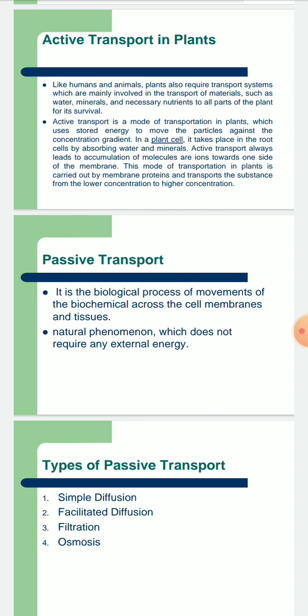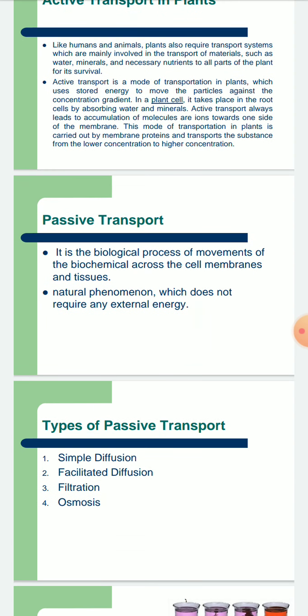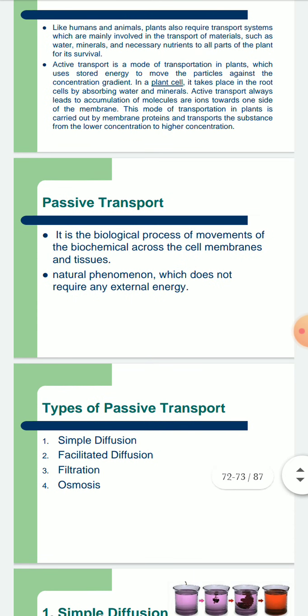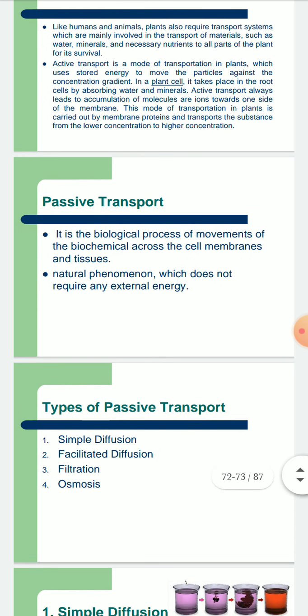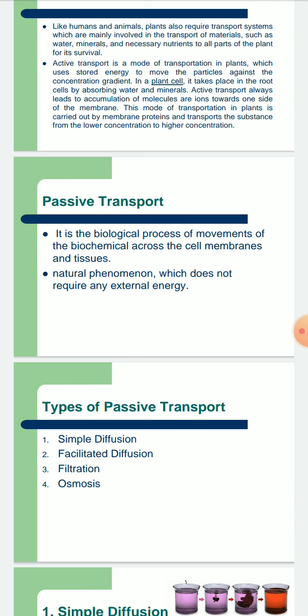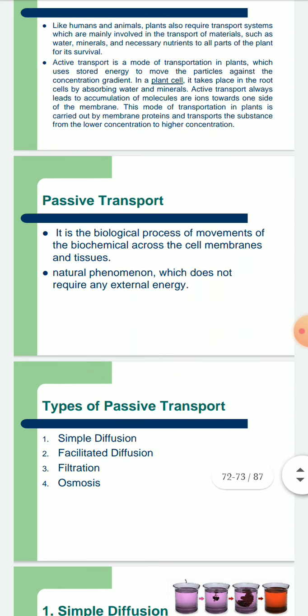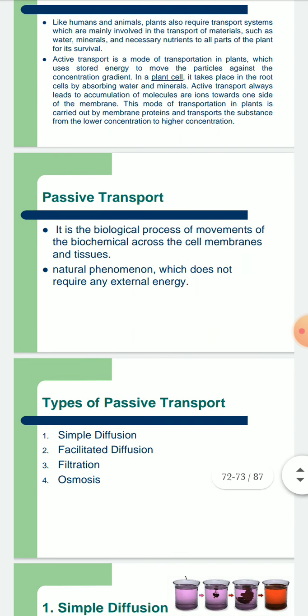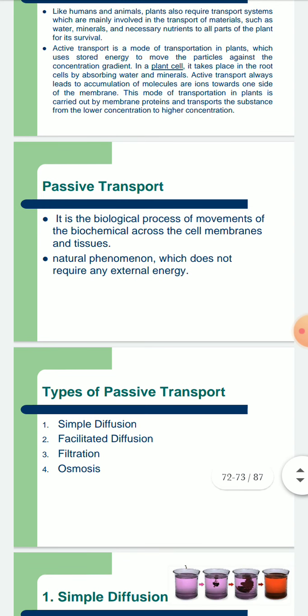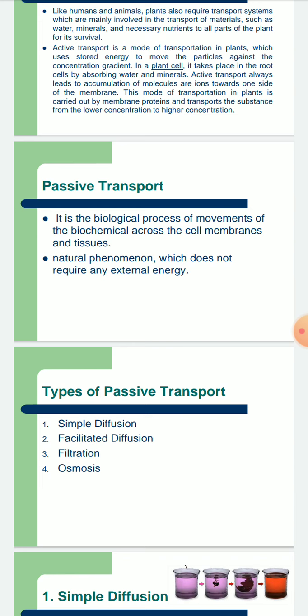Active transport is a mode of transportation in plants which uses stored energy to move the particles against the concentration gradient. In a plant cell, it takes place in the root cells by absorbing water and minerals. Active transport also leads to accumulation of molecules and ions towards one side of the membrane.